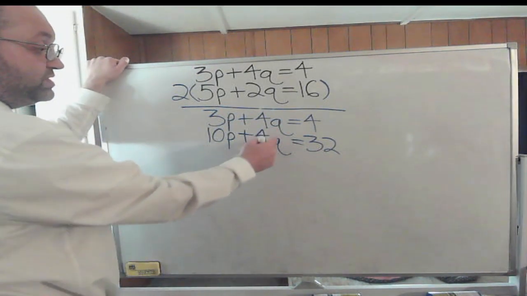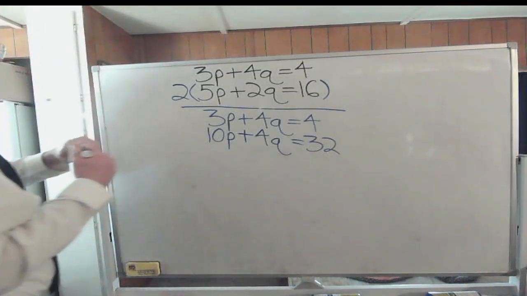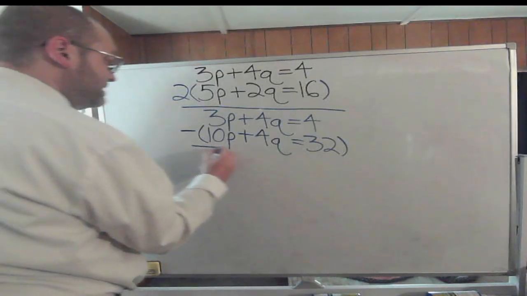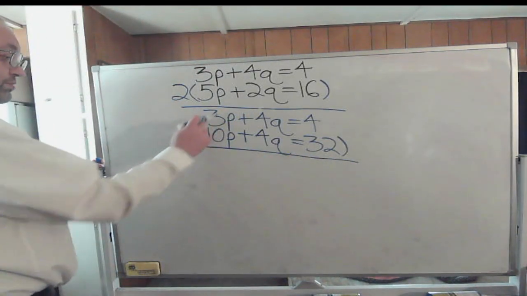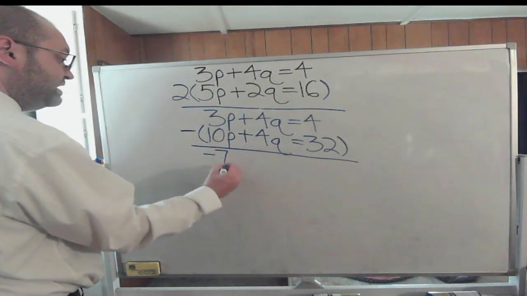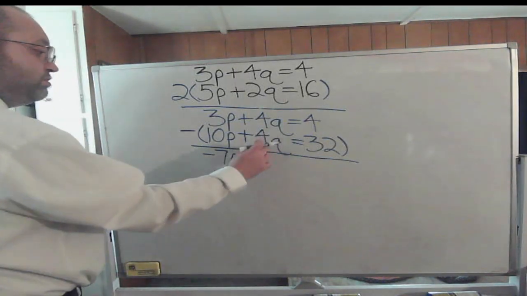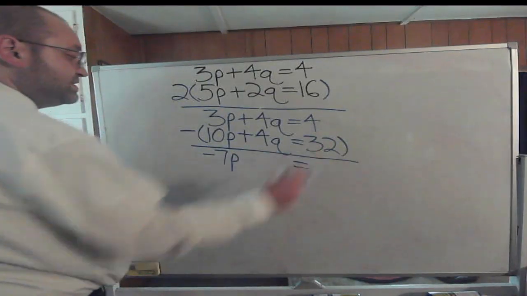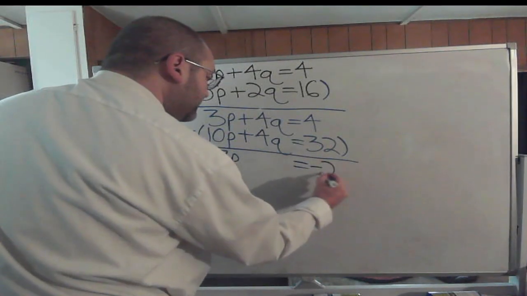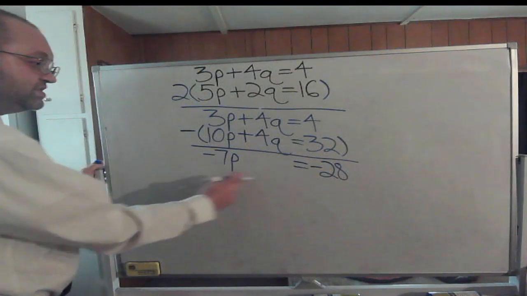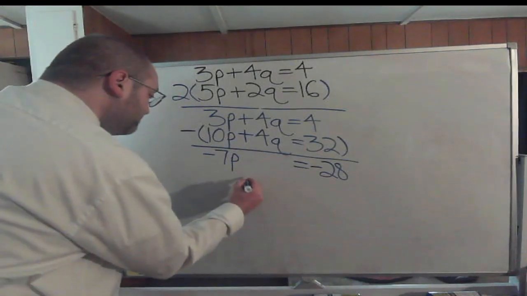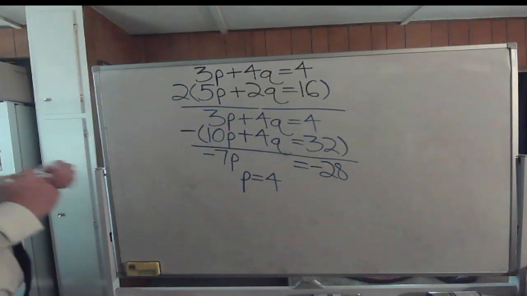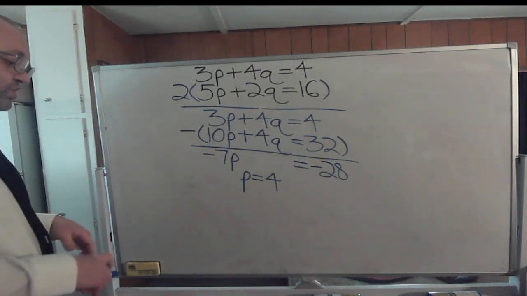Well, now the q's have the same coefficient, so we could subtract the second equation from the first, and we can temporarily eliminate q. So 3p minus 10p, that's going to be negative 7p. 4q minus 4q is 0. So negative 7p is going to equal 4 minus 32. Well, that'd be negative 28. So we get negative 7p equals negative 28, which means p is equal to positive 4. So that is the p-value of the coordinate of the solution.